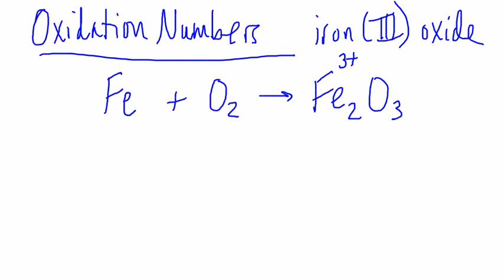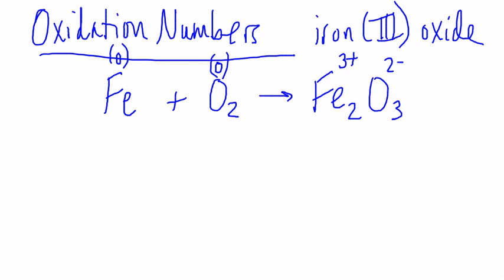Oxygen, of course, typically forms the 2- ion, as it is in group 16 and gains 2 electrons to complete its valence of 8. Let's take a look at what the charges of the elements are on the left. On the left, as neutral oxygen, oxygen had a charge of 0. And as neutral elemental iron, the charge of the iron is also 0. So the iron goes from 0 to positive 3, and the oxygen goes from 0 to negative 2.